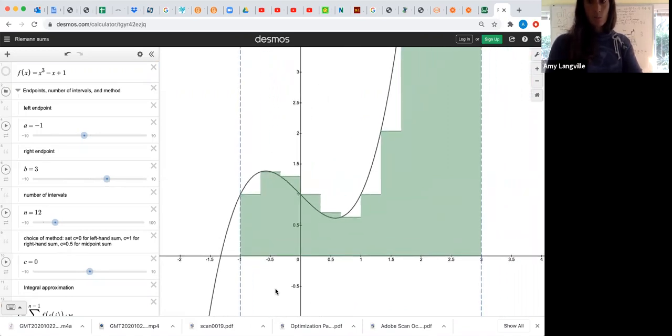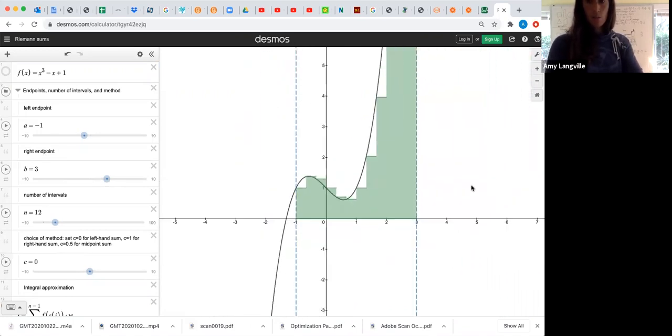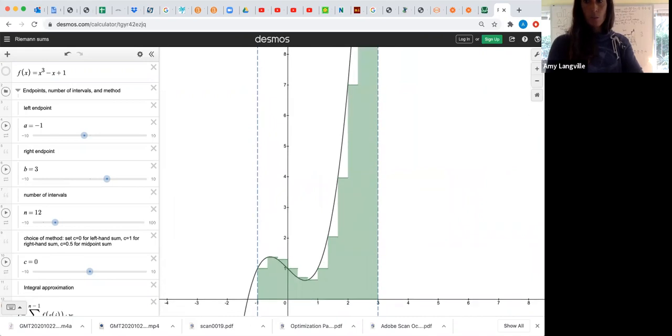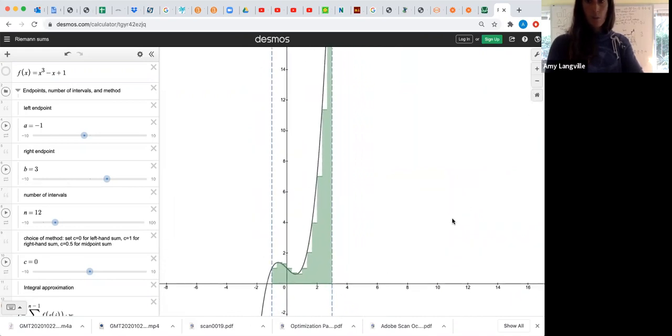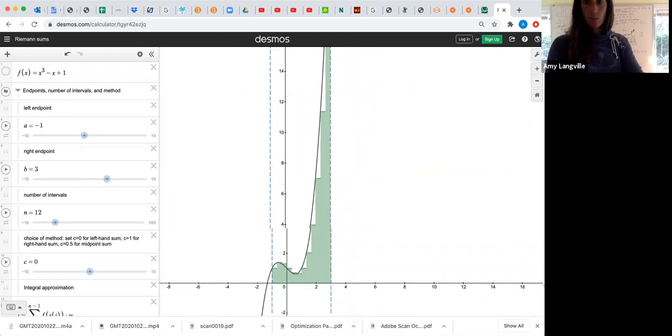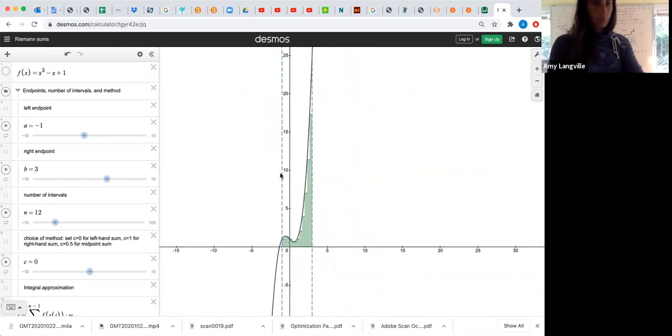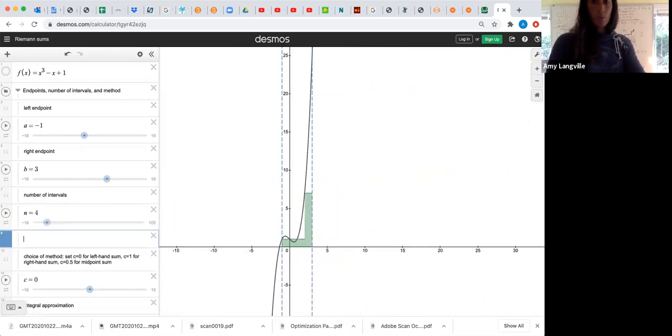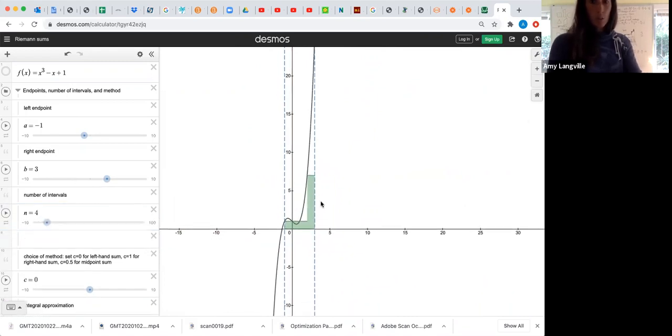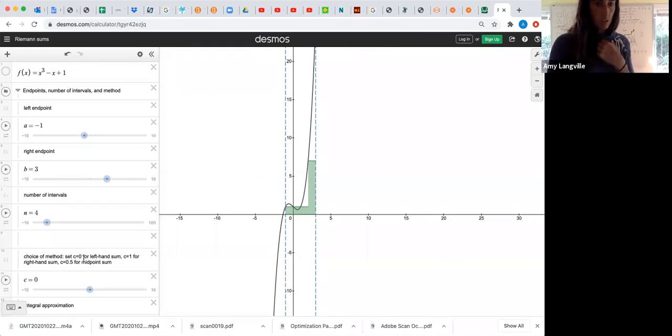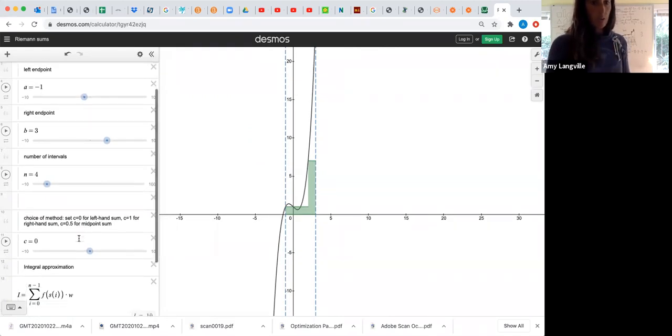I'm going to zoom out so we can see the whole thing a little bit better. Oh, it's much steeper than I had drawn in my little picture there. When you go to 3, it gets really steep quickly. And then n, the number of rectangles we were doing, was 4. So here's our picture.